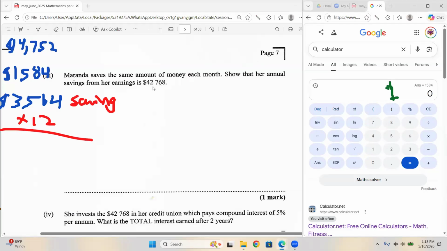42,768. So let's see, 3,564 by 12. Yeah, that's all you had to do. Multiply these two numbers and you get what they want you to show, for 1 mark. And you'll see by using the calculator how much faster we are able to get these answers. So as much as possible, use a calculator for the paper tools.